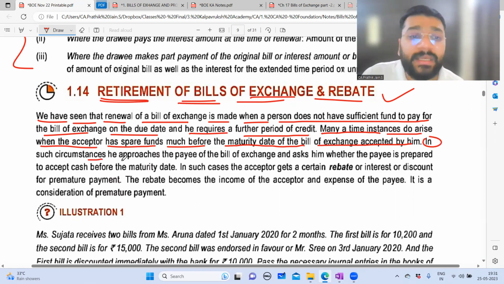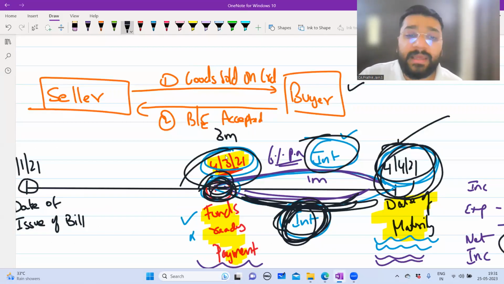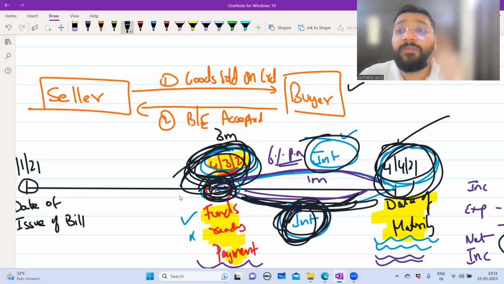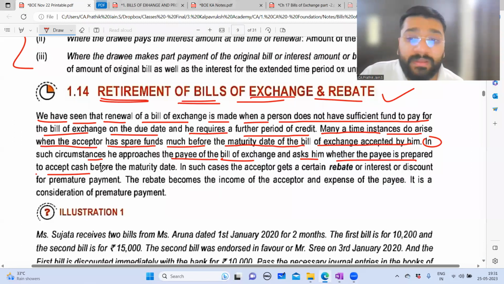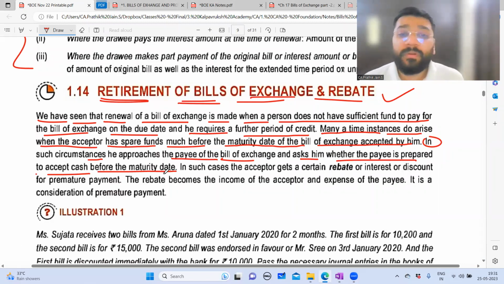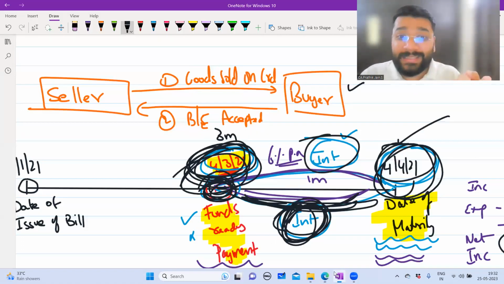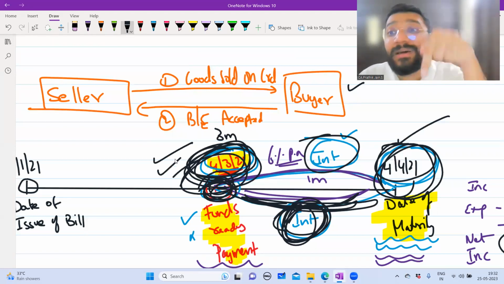In such circumstances, he approaches the payee of the bill. Payee of the bill means what? The seller of the bill, and asks him whether the payee is prepared to accept the cash before the date of maturity. He is asking, my dear seller, are you okay if I make the payment at the earliest, on 4th of March? So why would anybody deny? You might be asking, why is this guy even asking? Go and give the money directly. No, why is he asking? Because the next question he will ask is, if you are willing to get the early money, are you interested to pay me the interest on the early payment?